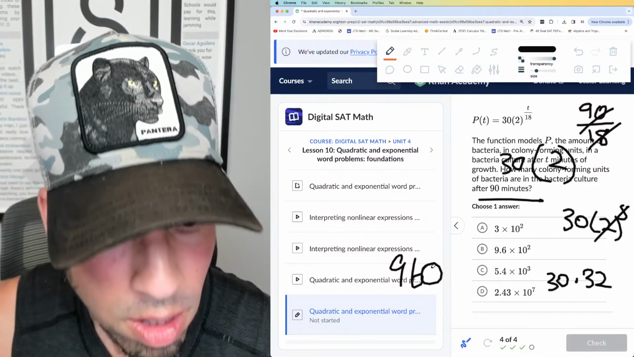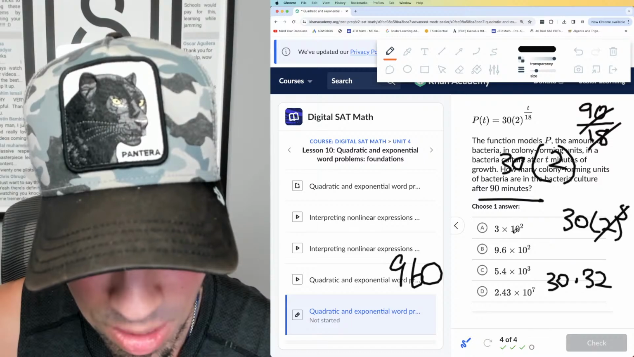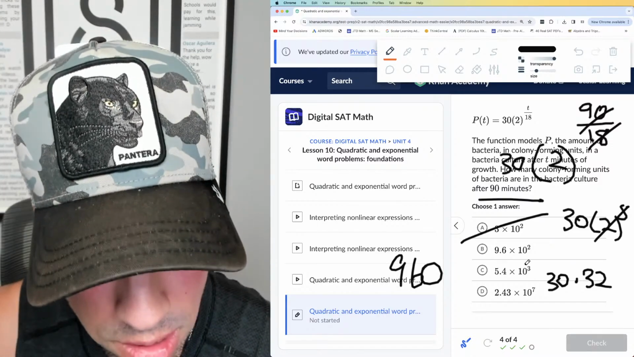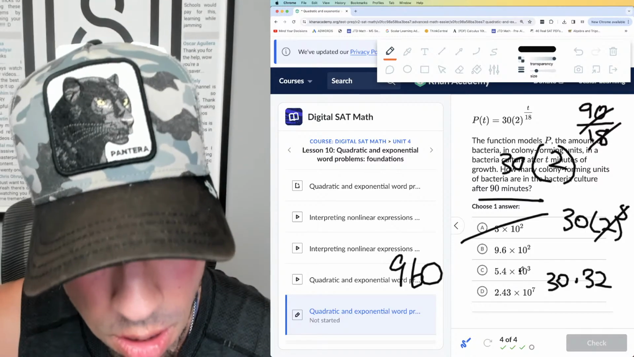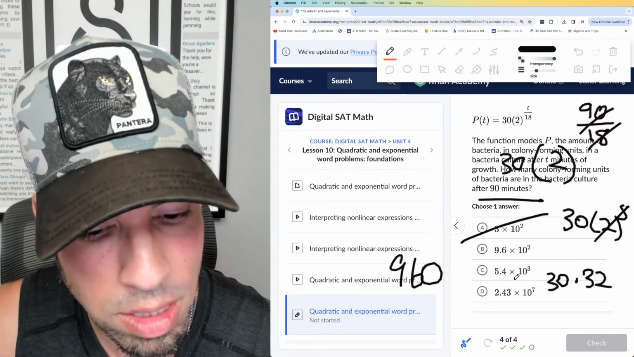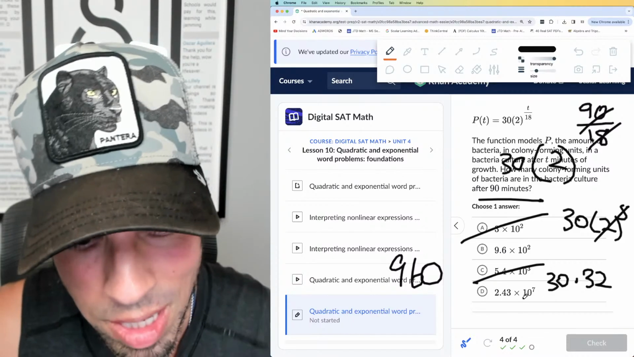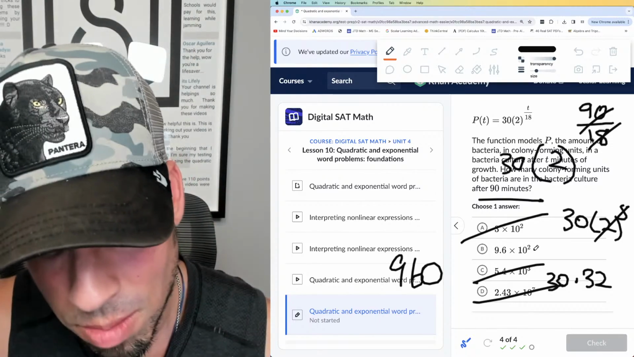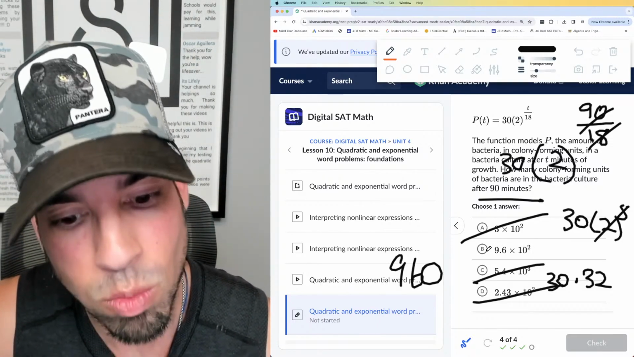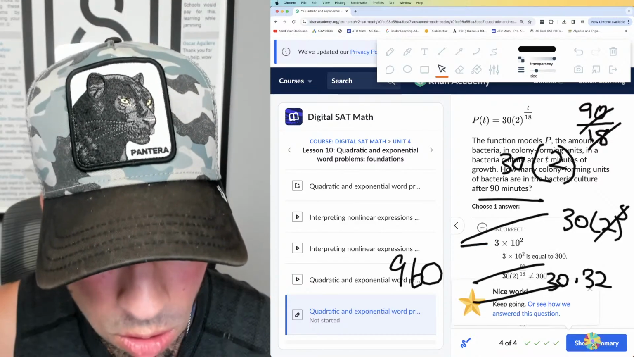And then 30 times 32 is 960. Okay, so now they threw a little twist in. They didn't give us that exact value of 960. They gave us these things. Well, 3 times 10 squared, that's 300. That's out. 5.4 times 10 cubed, that's 5.4 times 1,000, so it's 5,400. That's out. 2.43 times 10 to the 7th, that's huge. So it's this, 9.6 times 10 squared, which is 9.6 times 100, which is 960, which is what we calculated. B is the winner. Done.